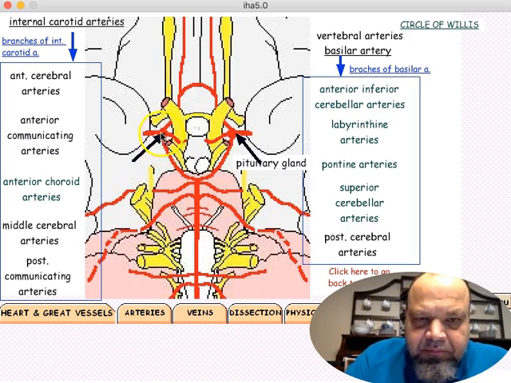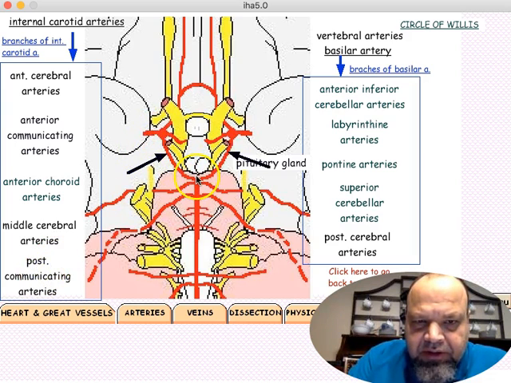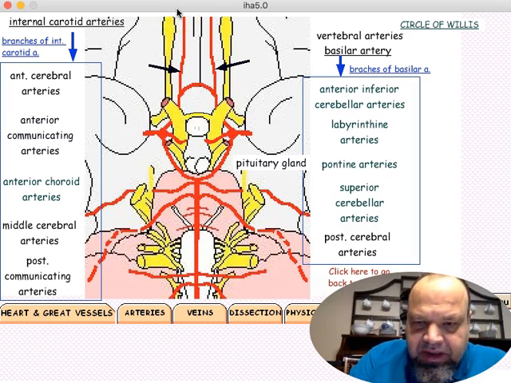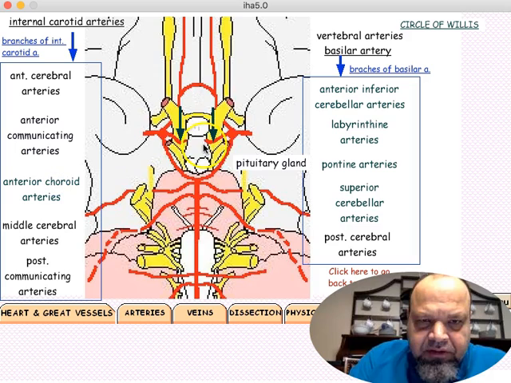branches, mainly the posterior communicating, shown right here, which then allow the internal carotids to join up with the basilar artery. In addition, they also put out anterior cerebral arteries, which supply the anterior portion of the cerebrum, anterior communicating arteries that then complete the circle, and anterior choroidal arteries that go deep into the brain to the choroid plexus.